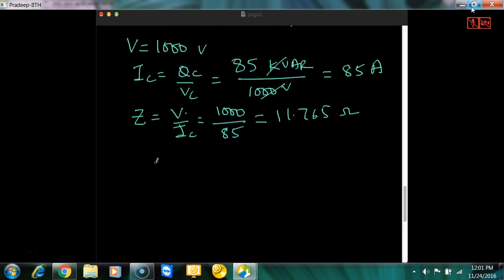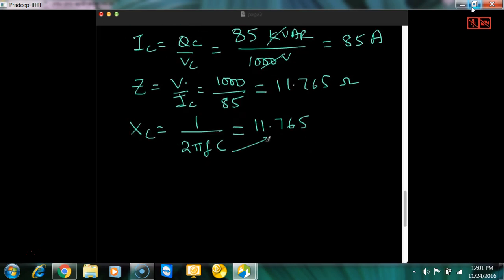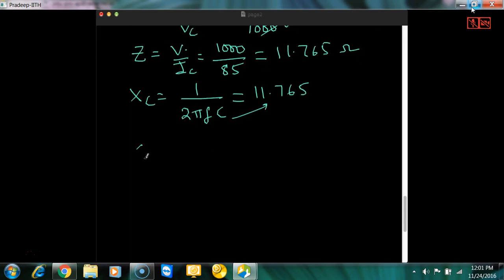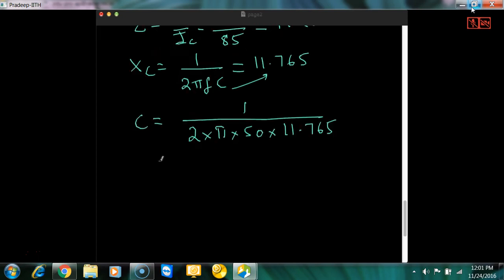Okay, so what is XC? 1 by 2 pi f C. So here 2 pi f is also known, so I have to just find the C. The C will go to the numerator and this will come to the denominator. So C is equal to 1 divided by 2 into pi into 50 into 11.765. So what is this answer?